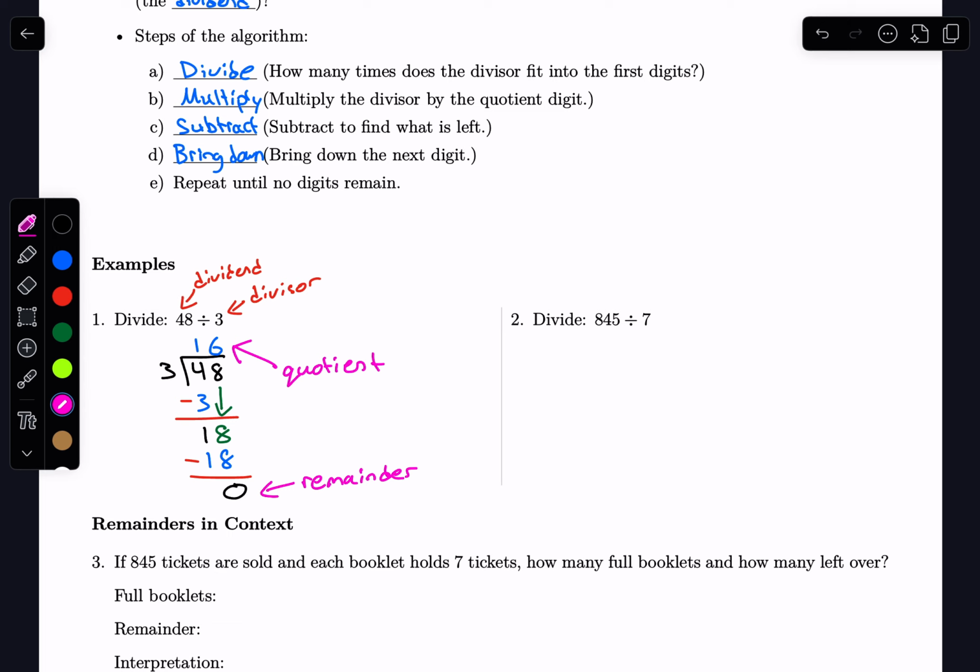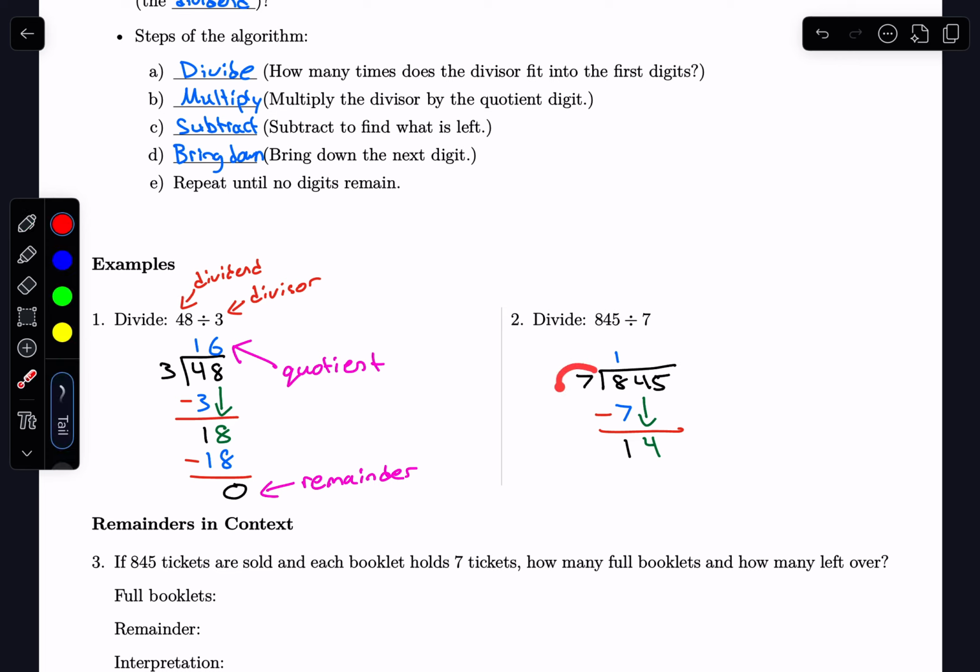All right, number 2, we have 845 divided by 7. 845 is our dividend, 7 is our divisor. So I'm going to write 845 inside the box and 7 on the outside. And then I'm going to ask myself, how many times does 7 divide this first digit, which is 8? 7 only goes into 8 one time. So I'm going to write a 1 on top. And then I'm going to multiply 1 times 7. 1 times 7 is 7. I subtract that from down below. 8 minus 7 gives me 1. And then I drop down the next digit, which is a 4. All right, so now I start over.